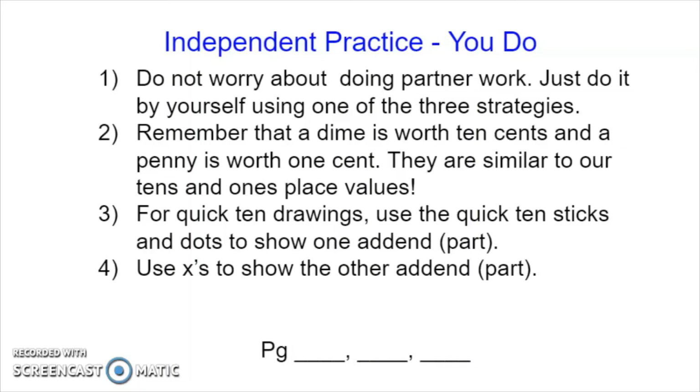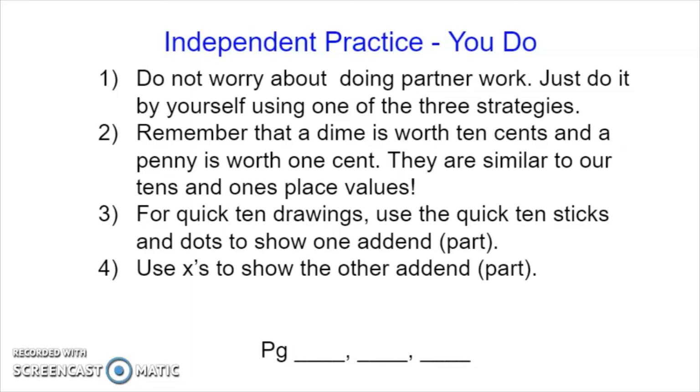Okay, friends, moving into our independent practice, there are 4 reminders I want you to keep in mind as you work through the independent practice and the exit ticket. Number 1, do not worry about doing partner work. It says for you to do partner work, but don't worry about it. Just do it by yourself using one of the 3 strategies listed. Number 2, remember that a dime is worth 10 cents and a penny is worth 1 cent. They are similar to our tens and ones place values.